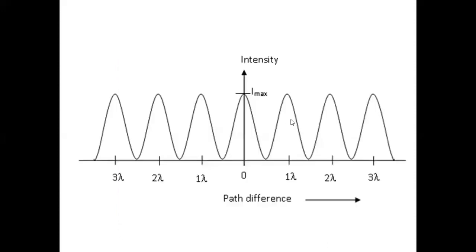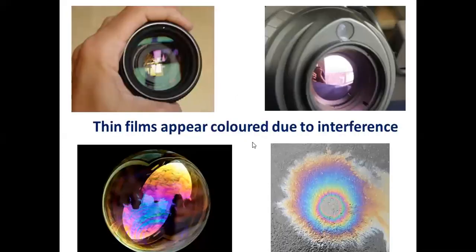So the graph of intensity versus path difference is like this, and this intensity maximum corresponds to a central maximum, somewhere a bright fringe, and next a dark fringe, next bright, next dark, and so on. Okay, we will analyze it.